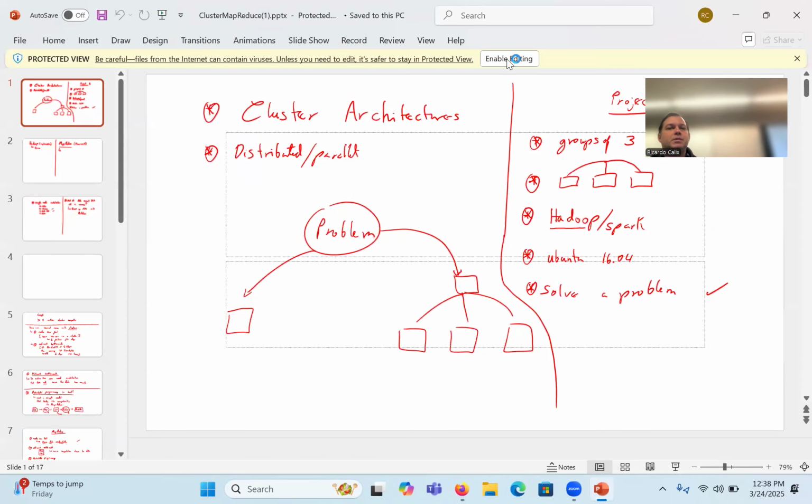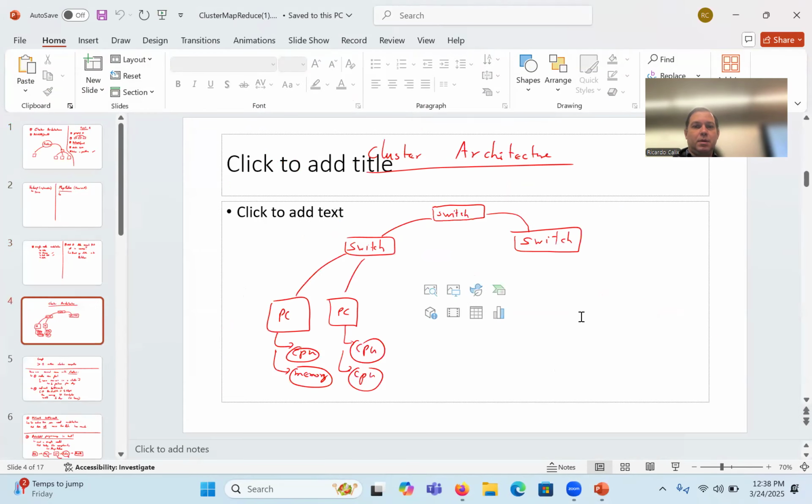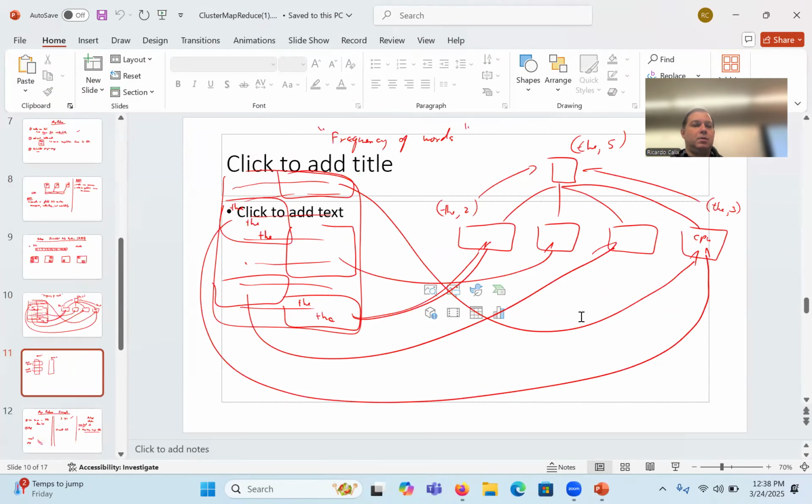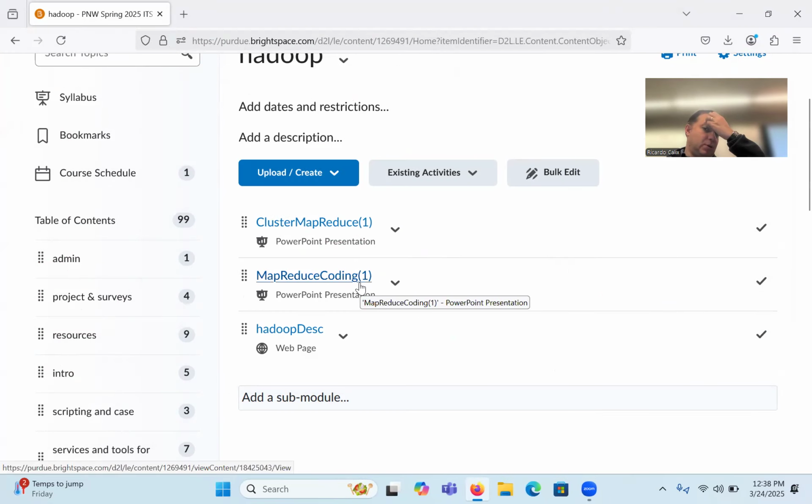All right, so yeah, these are going to be my notes. And you can run the slideshow, right? And this one also, it's going to be the coding part of it.